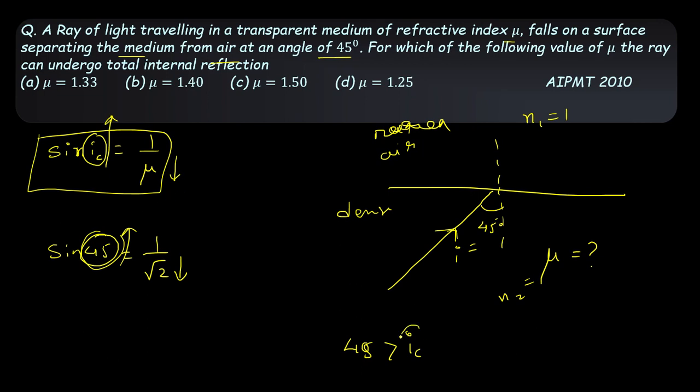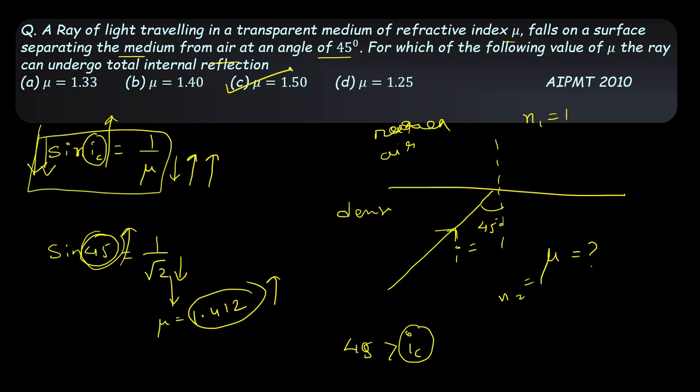Now you see, critical angle should be less than 45, which means the refractive index should be more than the corresponding value for 45. In this case, mu comes out to be 1.412. So critical angle should be less than 45. What does it mean? Mu should be more than square root of 2. It should be more than 1.5? It should be more than 1.412. And the only value which satisfies this is this one. I hope this is clear. Let's move on.